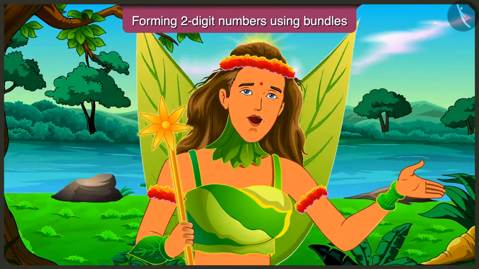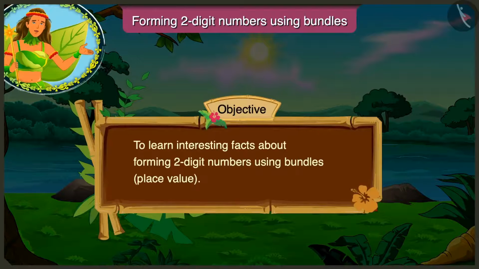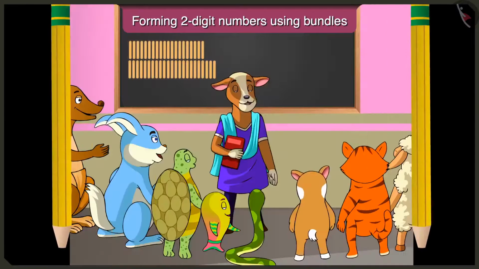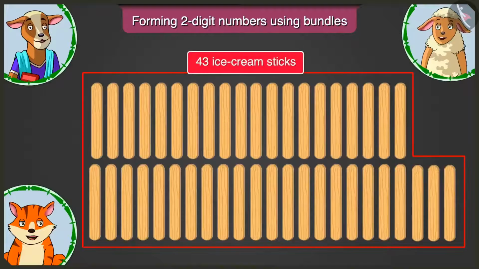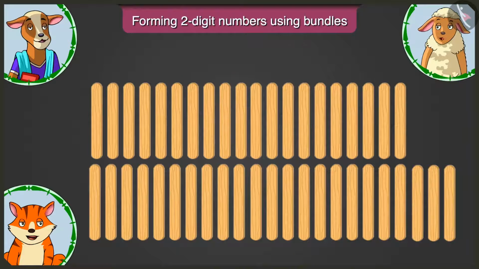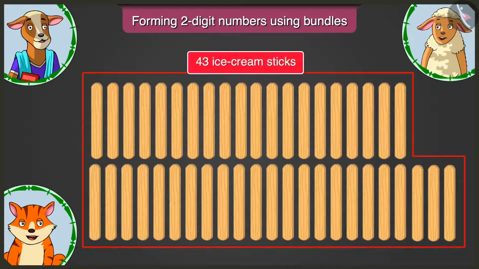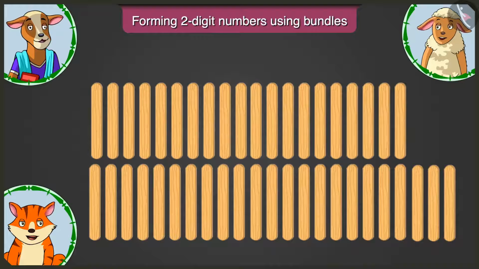Children, today we will learn interesting facts about forming two-digit numbers using bundles, place value. Children, can you make bundles of tens out of these 43 ice cream sticks? But ma'am, these are 43 ice cream sticks. How can we make bundles of tens out of these? Let me explain. There are 43 ice cream sticks. First of all, make one bundle of tens out of them.